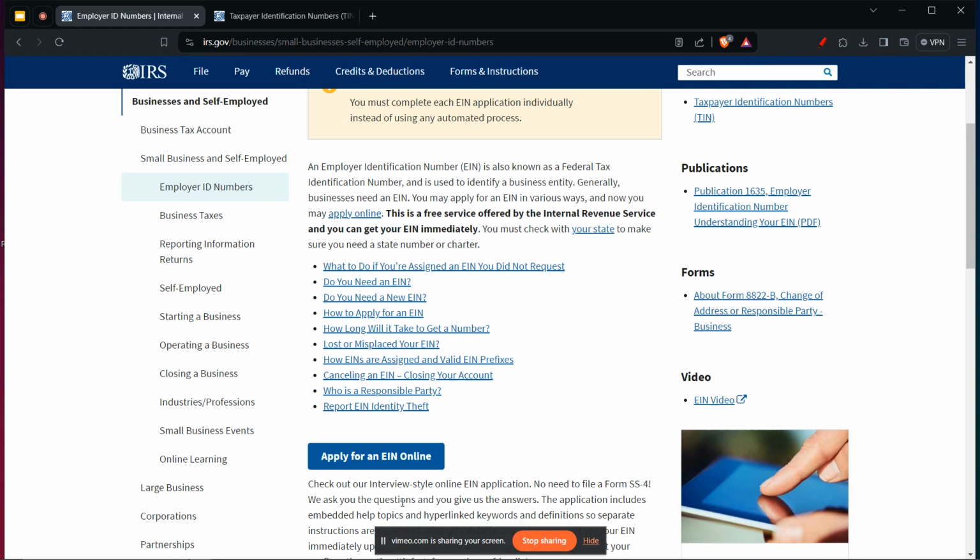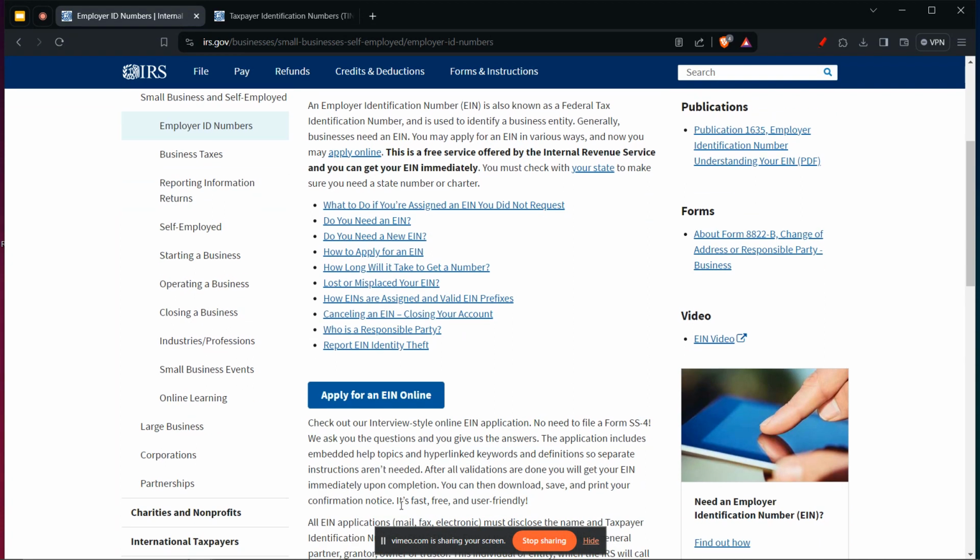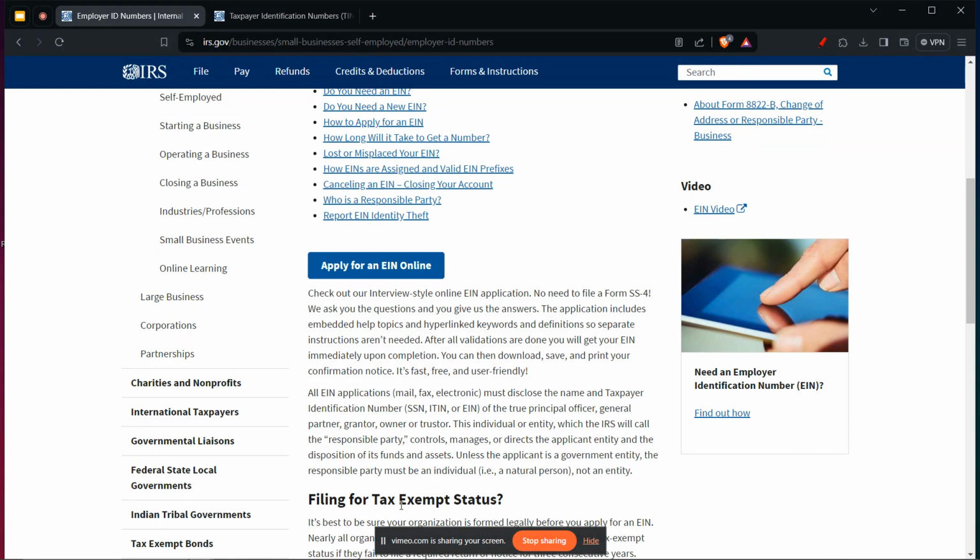The first one is online. Now, which is the preferred method? So it's free. There's instant issuance upon verification. It requires a valid taxpayer identification number of the responsible party.